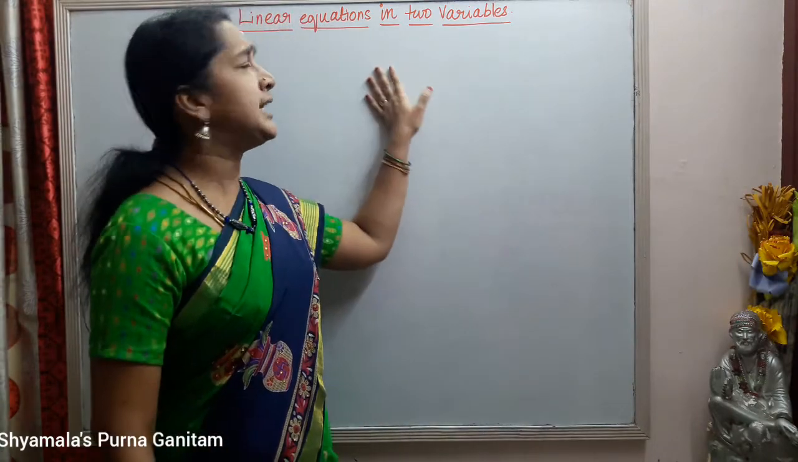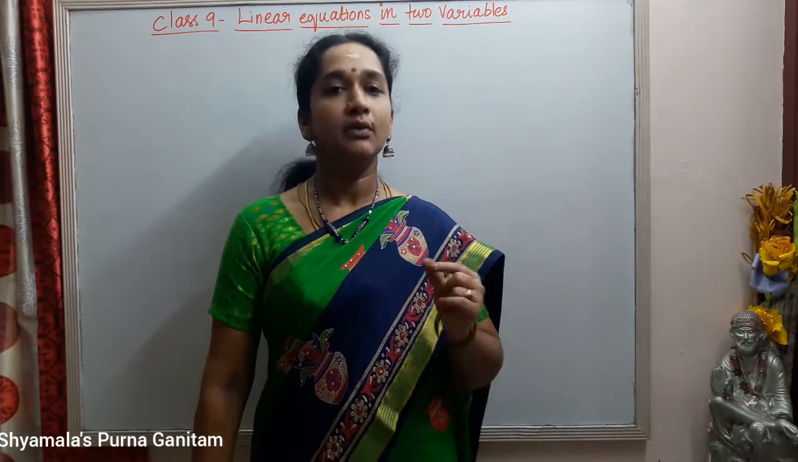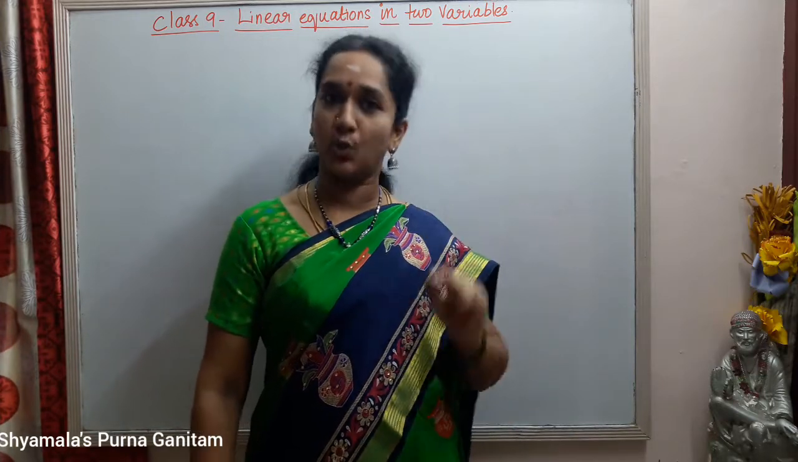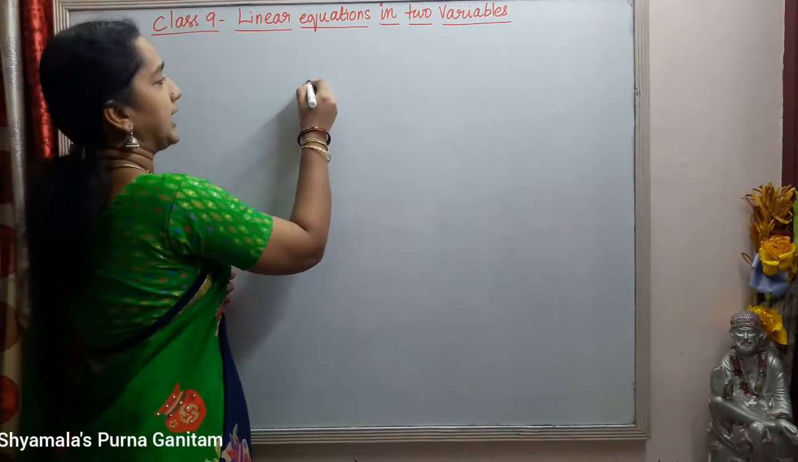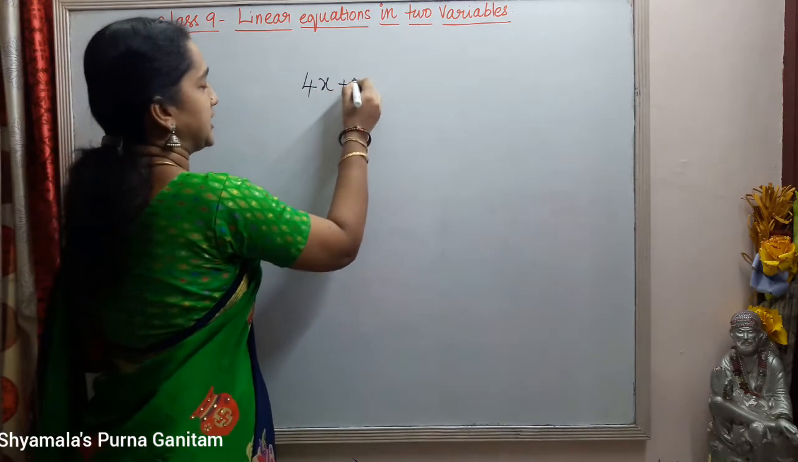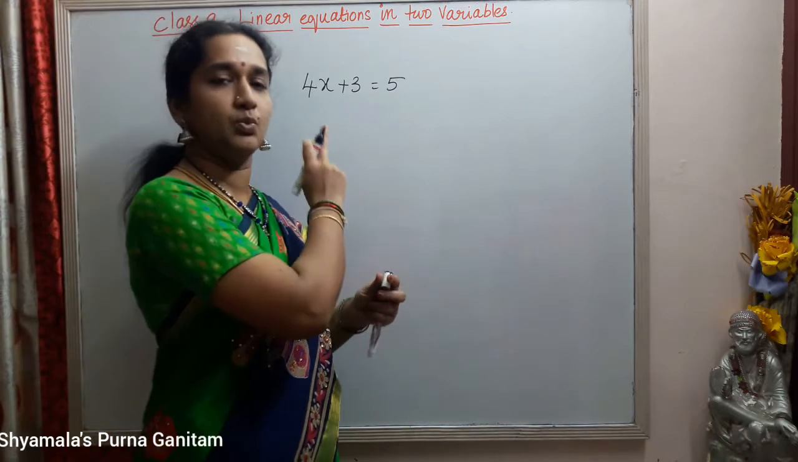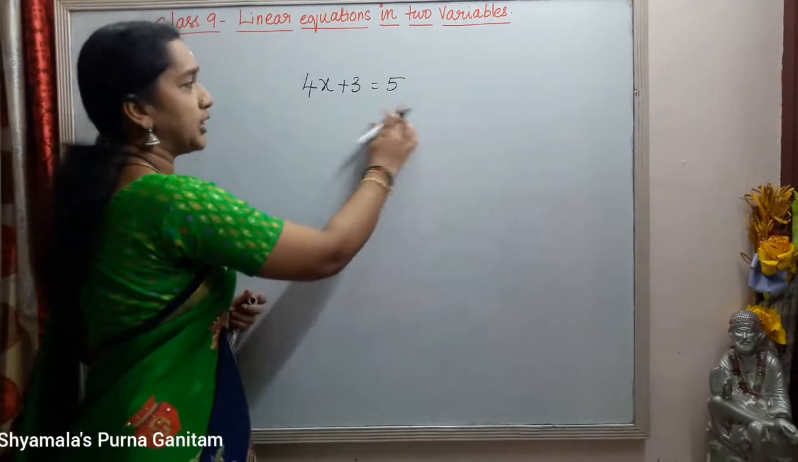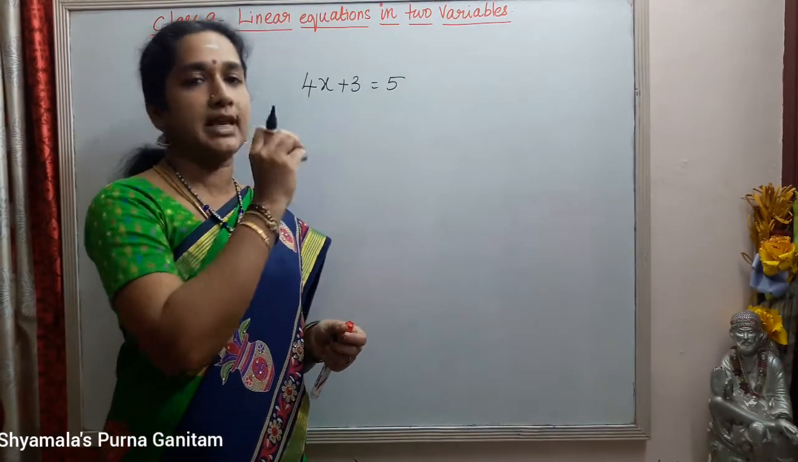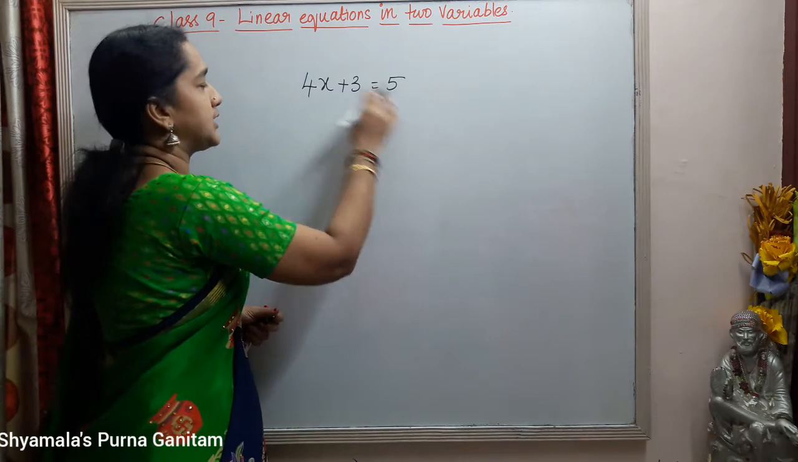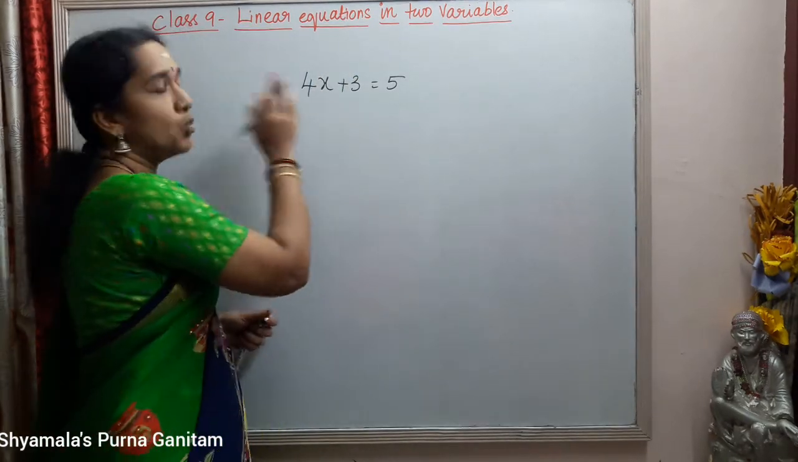So what is a linear equation? A linear equation means if you have an equation with the highest power as 1, we will say that as a linear equation. If you take the equation 4x plus 3 is equal to 5, this is a linear equation with one variable. x is a variable here. The power for this x is 1. The highest power for this equation is 1. So you will say this as a linear equation with one variable.